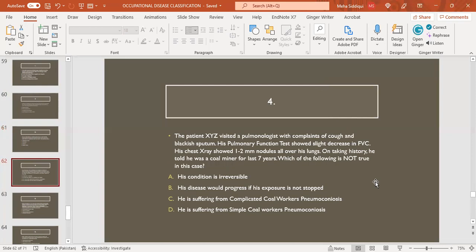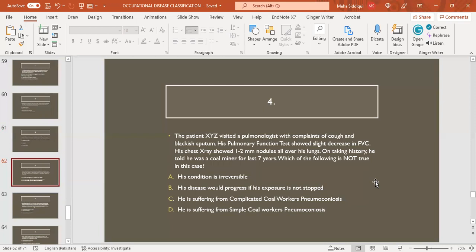MCQ number 4. The patient XYZ visited a pulmonologist with complaints of cough and blackish sputum. His PFT showed slight decrease in FVC. His chest X-ray showed 1 to 2 mm nodules all over his lungs. On taking history, he told he was a coal miner for the last 7 years. Which of the following is not true in this case? A. His condition is irreversible. B. His disease would progress if his exposure is not stopped. C. He is suffering from complicated coal workers pneumoconiosis. D. He is suffering from simple coal workers pneumoconiosis.